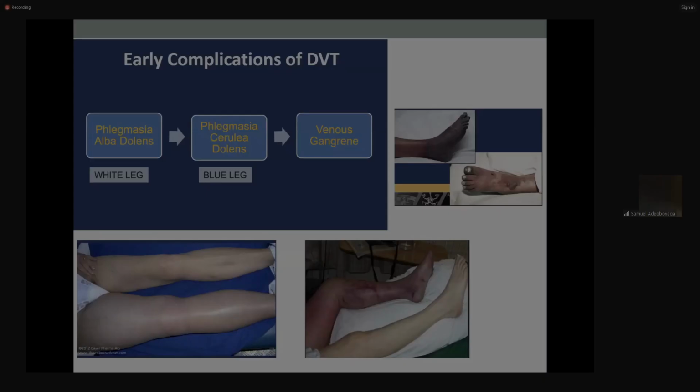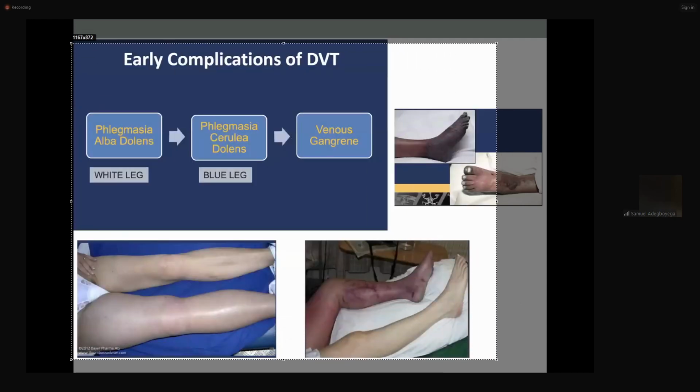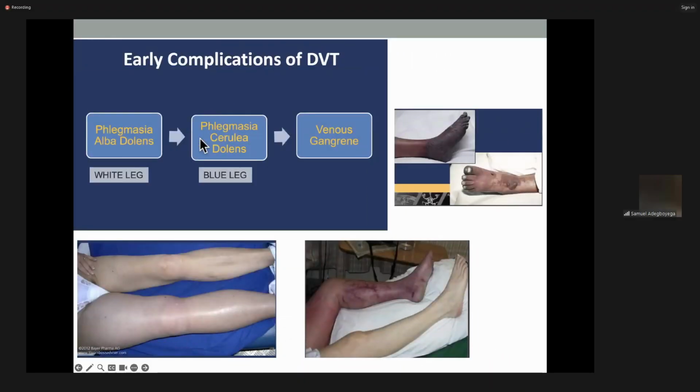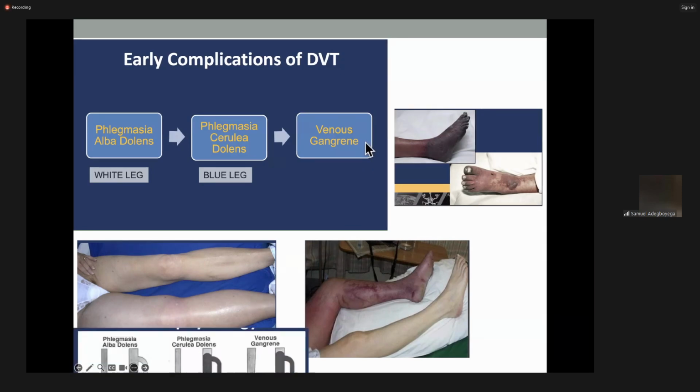This is very important. Alba means white. Cerulea means blue. This will give you compartment syndrome. This will give rhabdomyolysis, your tea-colored urine, or your Coca-Cola color urine. This also will do the same thing. So these two will give you a compartment syndrome. Unfortunately, when the compartment syndrome is not really addressed, that's when you're going to get your venous gangrene. And with the venous gangrene, at that point, you're doing amputation.